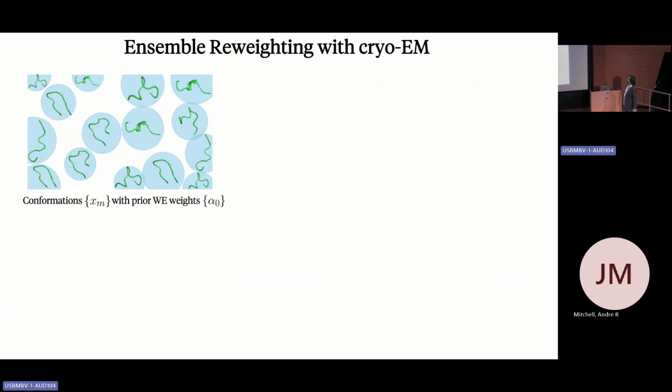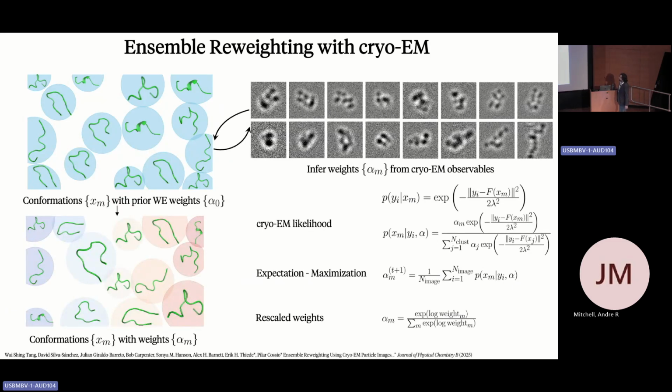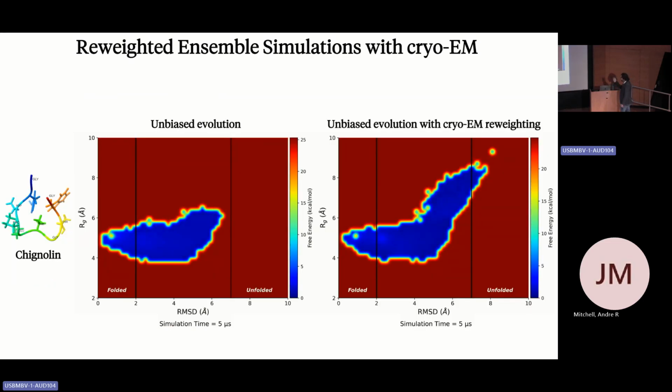And finally, this is another scheme in which we are trying to get the weights from the cryo-EM images, and then once you get the weights, you put that into your ensemble, reweighing. Any algorithm would work. And finally, what you see here is a test case of signalin. In just 2 microseconds, you have reached the unfolded state of signalin, compared to the weighted ensemble simulation, which takes around 44 microseconds to unfold completely.